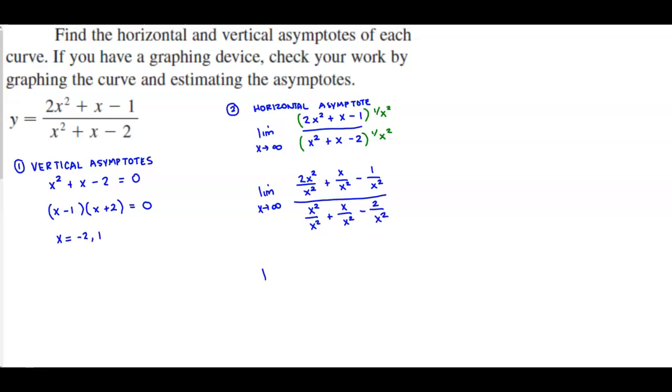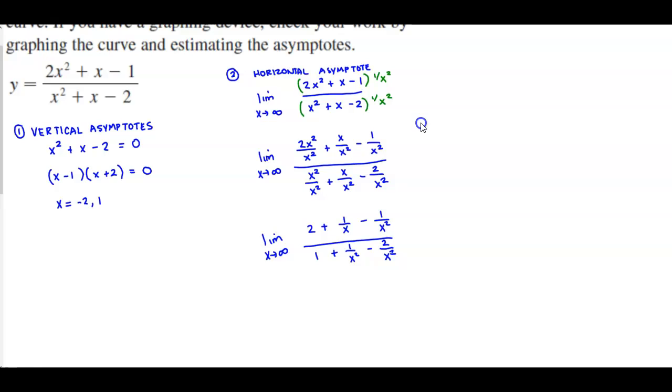So now let's go ahead and simplify. We end up getting 2 plus 1 over x minus 1 over x squared, divided by 1 plus 1 over x minus 2 over x squared.